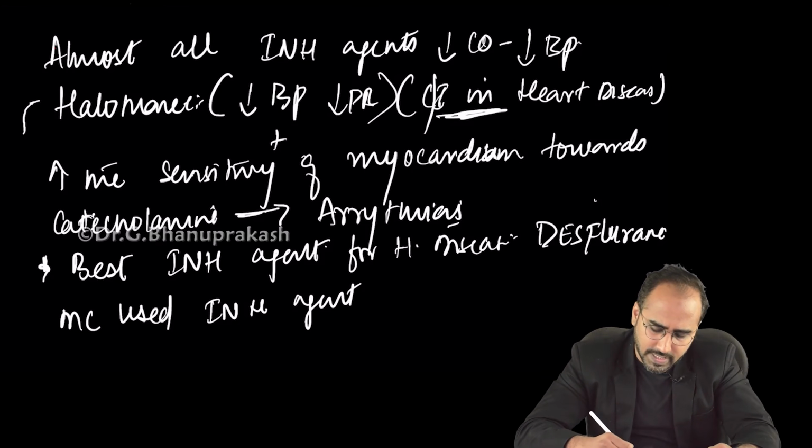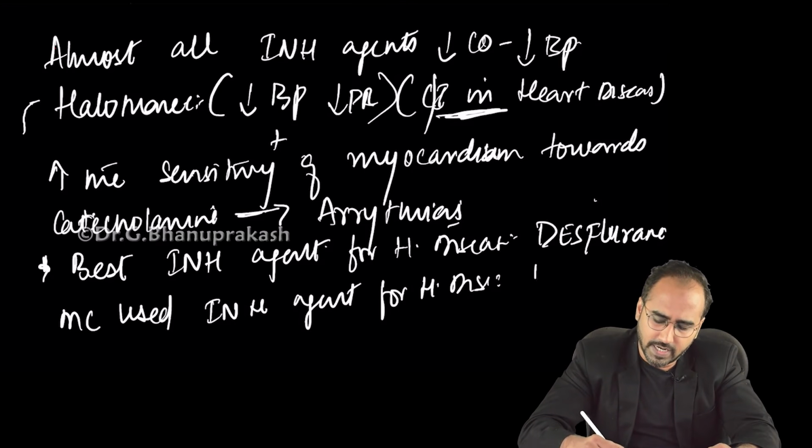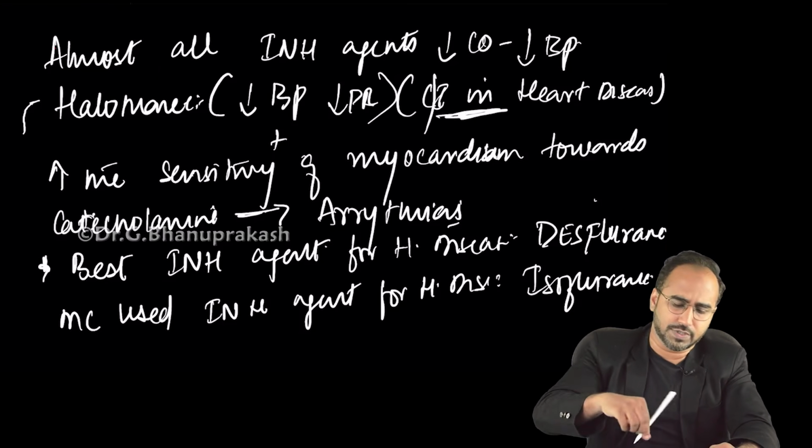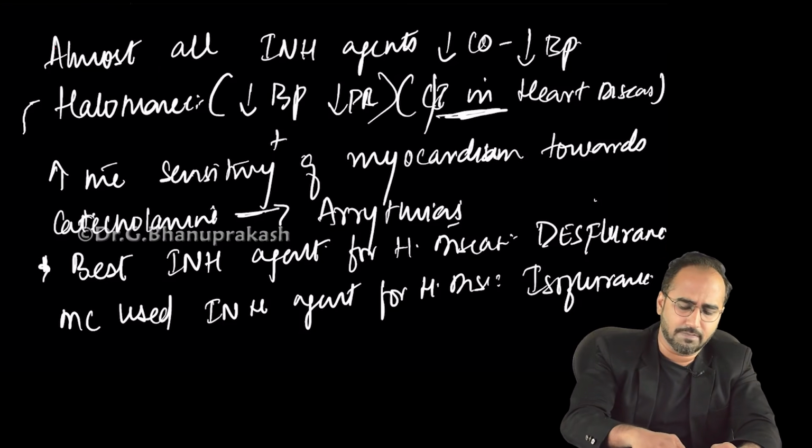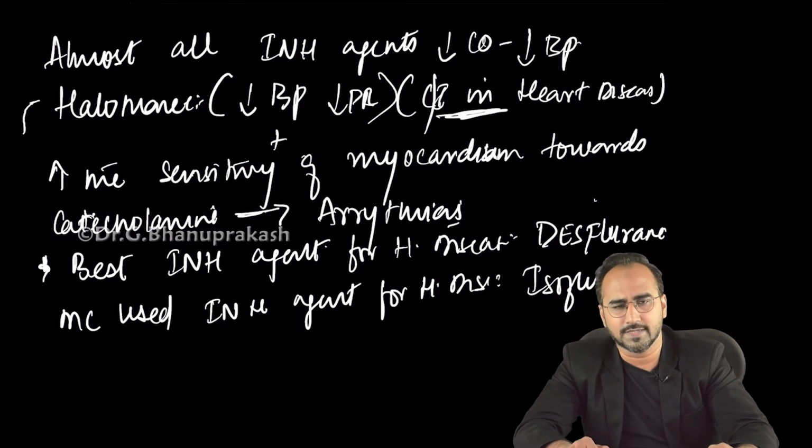Most commonly used inhalational agent for heart disease is what, guys? Isoflurane. Now you must be having confusion. What is the difference between the best and the most common?